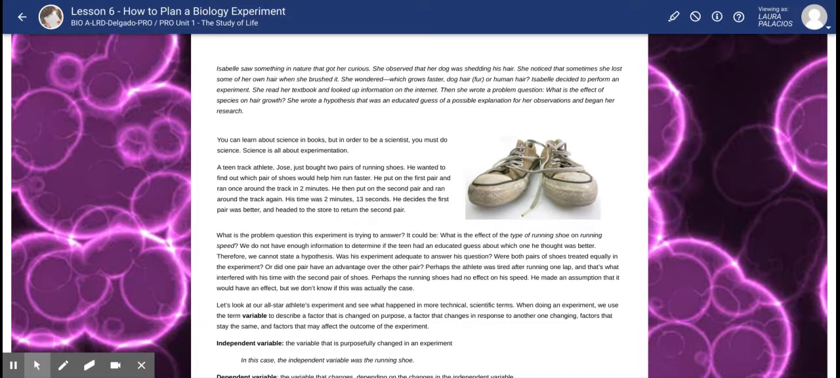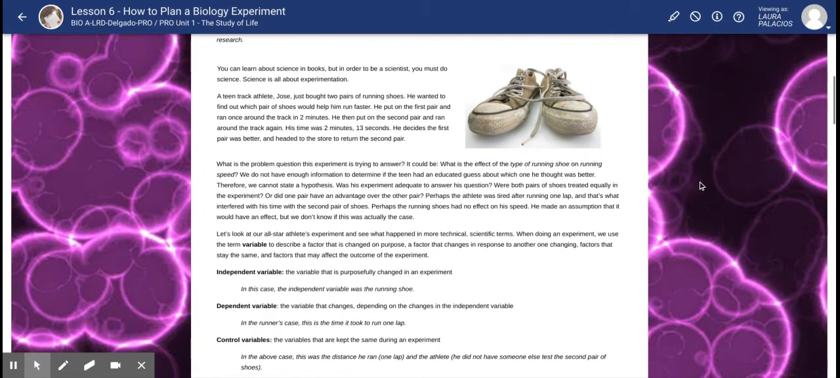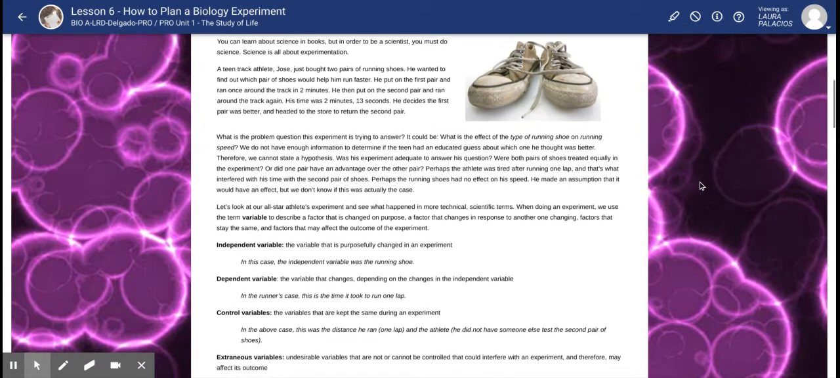She read her textbook and looked up information on the internet, and then she wrote a problem question: what is the effect of species on hair growth? She wrote a hypothesis that was an educated guess of a possible explanation of her observations and began her research. You can learn about science in books, but in order to be a scientist, you must do science. Science is all about experimentation.